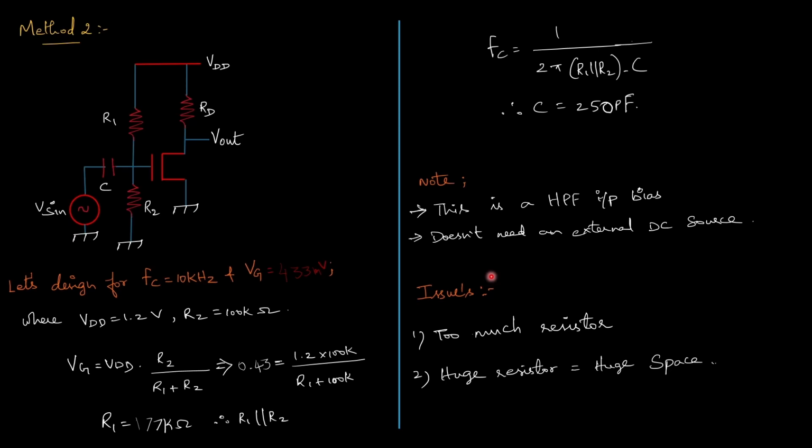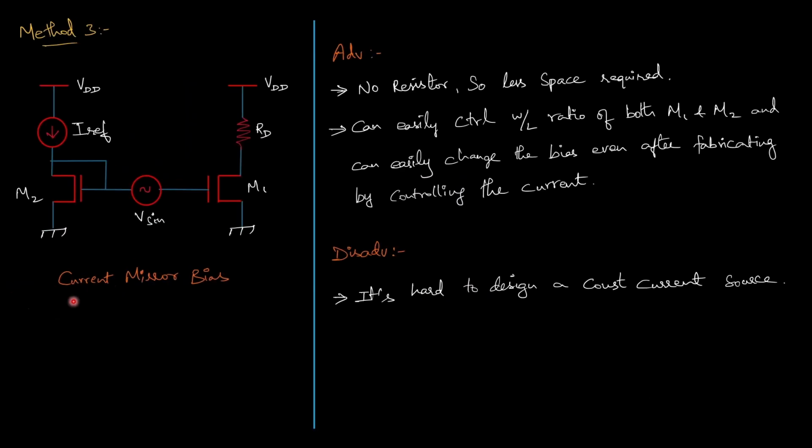This method is simple and widely used in discrete circuits, but in ICs it has a problem. Here we are using too many resistors. Here the resistor is very large and it consumes a lot of chip area. So in order to overcome this, we go for the next method, the current mirror bias.